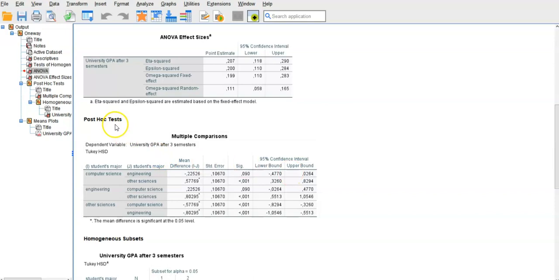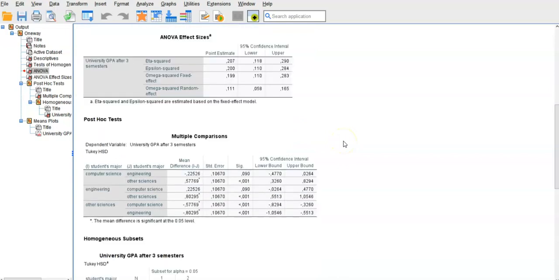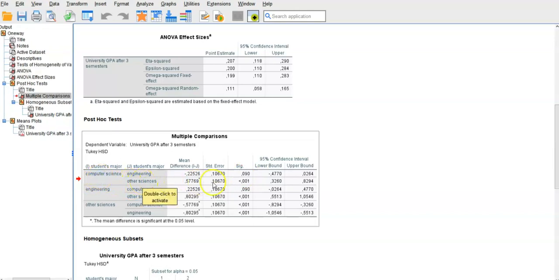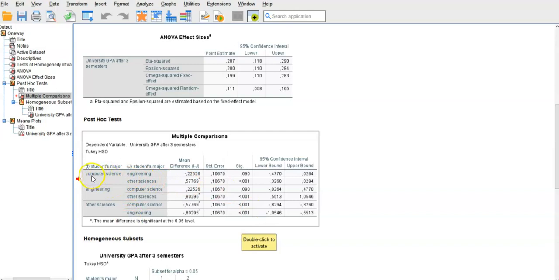The post hoc test means that when you see the ANOVA table is significant, but you don't know where exactly it is happening, you can look at the multiple comparisons. Computer science and engineering have this mean difference, and the significance is 0.09, so it's not significant. However, computer science and other sciences have a significant result. The mean difference is 0.577, which means it's significant. So the significance is happening between computer science and other sciences.